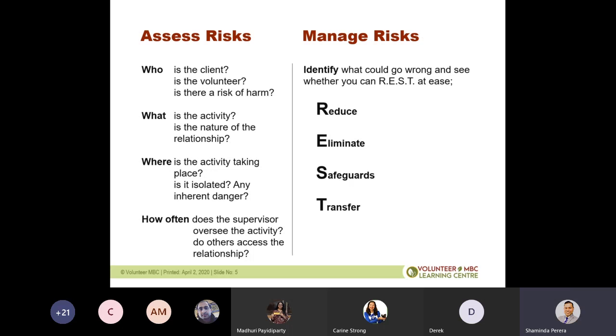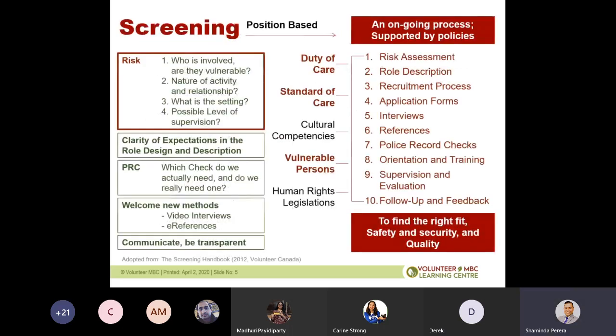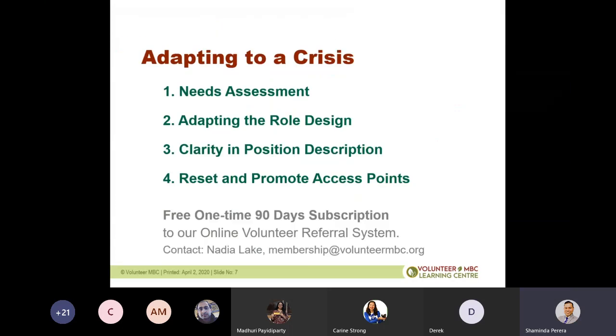So thank you very much, everyone, for sharing that. And next, before I open out to Robert, a few suggestions that we have been discussing within Volunteer MBC, especially when it comes to the order of how you take the 10 steps of screening.